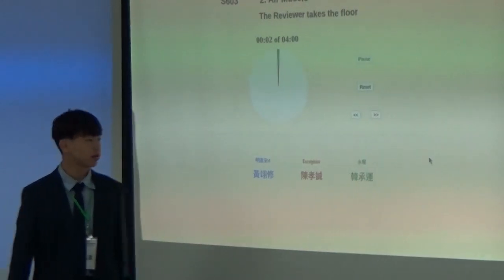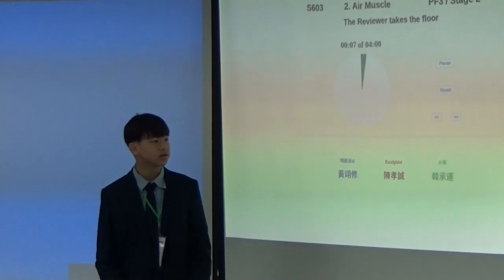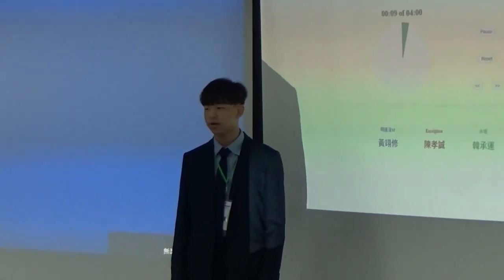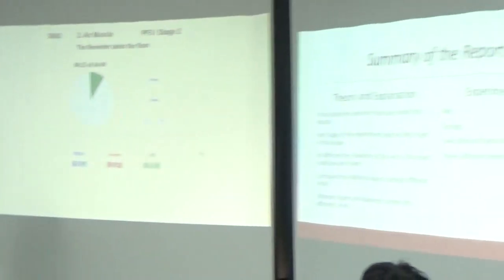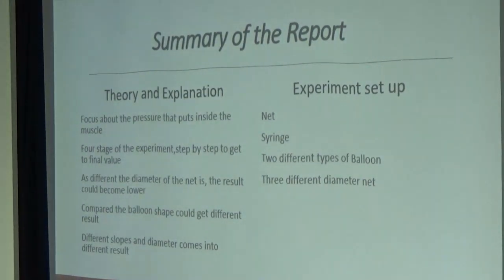Okay, first, the problem statement of problem 2. Place a balloon inside a cylindrical net as is sometimes used to store garlic and inflate it. The net will expand and shorten. Investigate the properties of such a muscle. Summary of the report. Theory and explanation. The report focused on the pressure put inside the muscle and has 4 stages of the experiment, step by step, to get the final result.